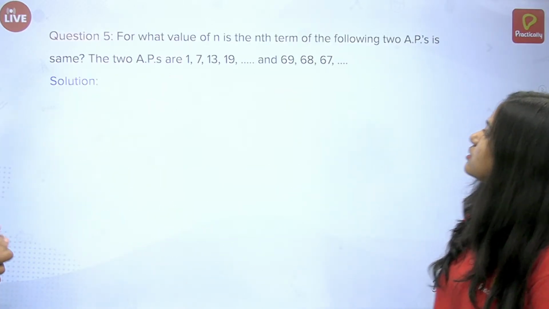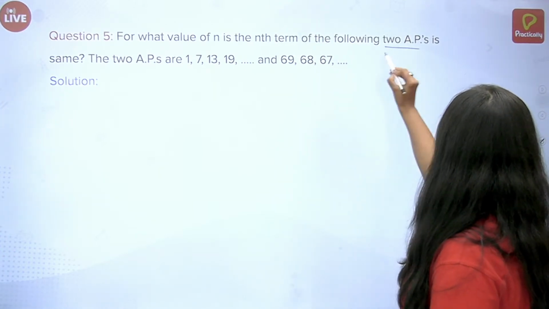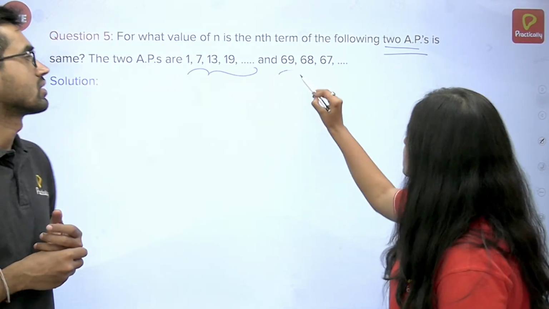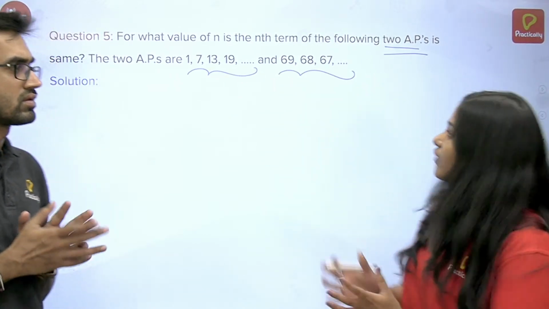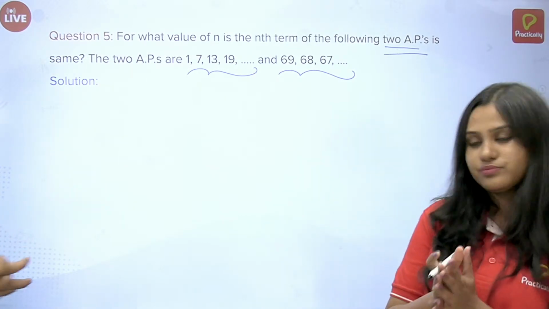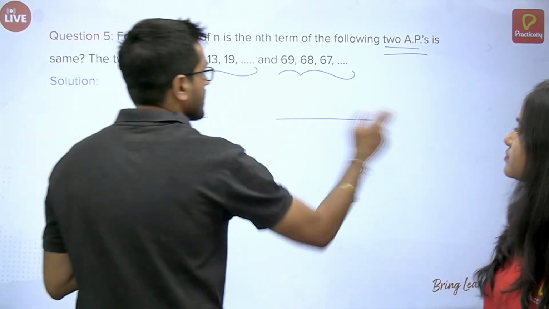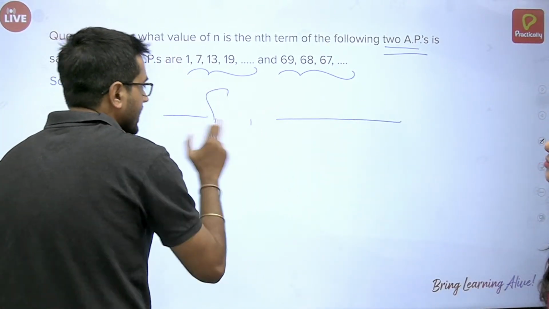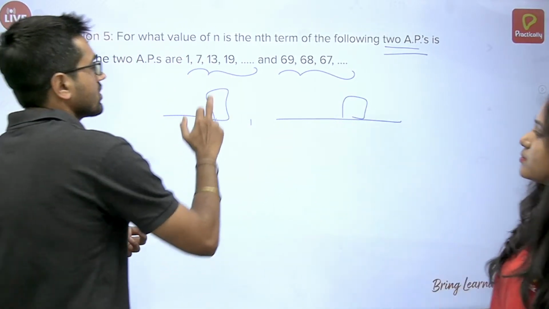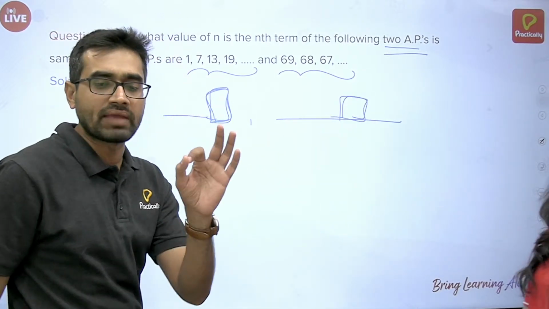For what value of n is the nth term of the following two APs the same? So this is one AP series, this is one AP series. We have to find for what value of n there will be the same term, the nth term will be the same. Suppose the fifth term of this series and the fifth term of the other are the same. So this thing is very simple. I want the fifth term to be the same.